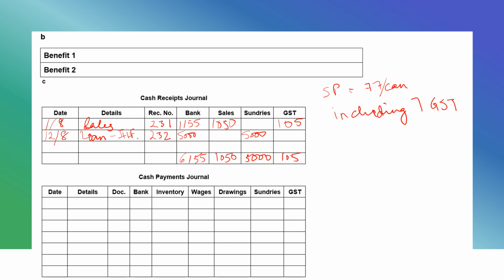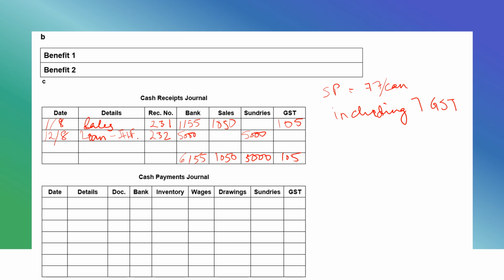Okay, so next, there was another transaction which was impacting our cash receipts. That was on the 12th of August, where we received a loan from JH Finance for 5,000. Another receipt. Usually you can see the pattern here. It's the receipts that we are really concerned about with respect to the cash receipts journal. So we had the 5,000, and it's not a sale. There's no GST component. It goes into the sundries column. And then you just basically add it up vertically, each one of the columns, and that's what I've done there. So you have your cash receipts journal done.